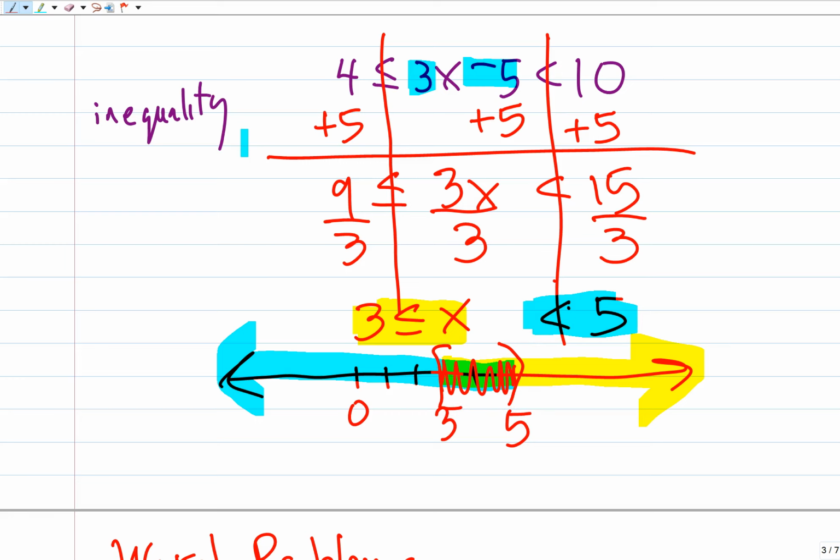And I love this because as terrifying as that was, the interval is a piece of cake. What's the minimum? What's the maximum? What symbol on the 3? What symbol on the 5? Check with your neighbor. Make sure this makes sense. If you have questions, now's your chance. Yes, sir.